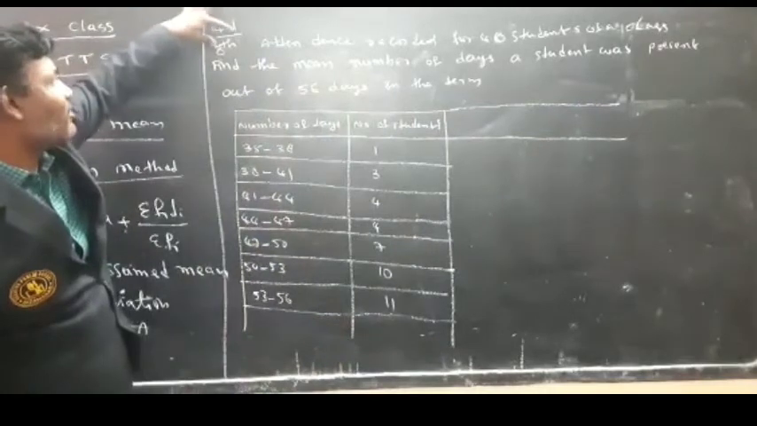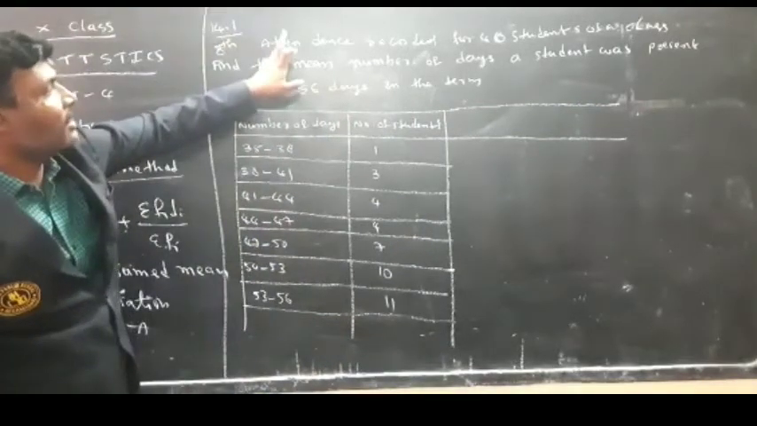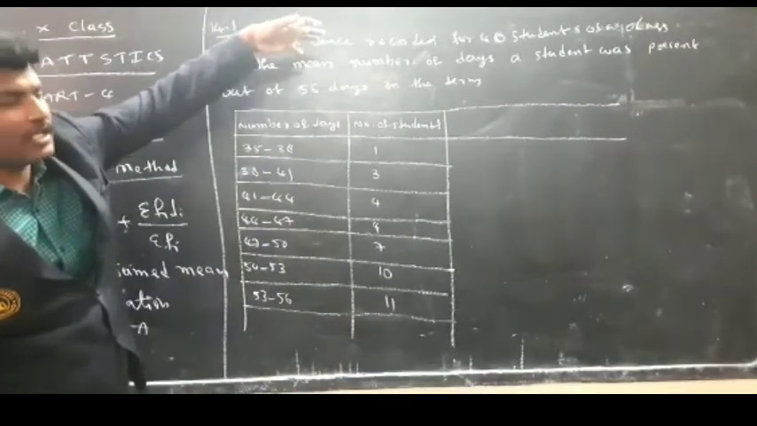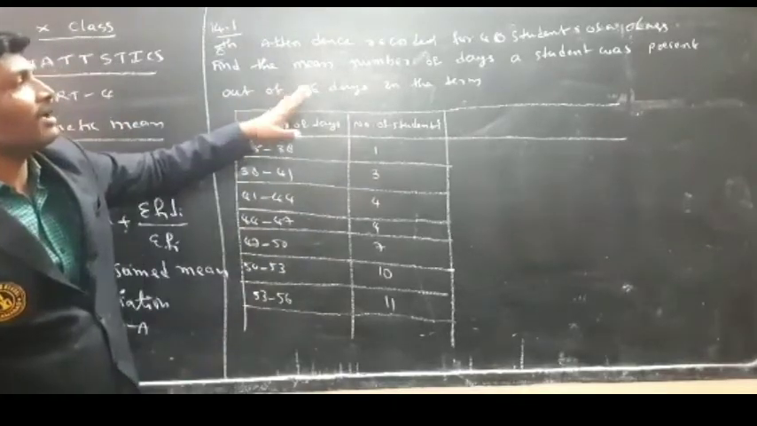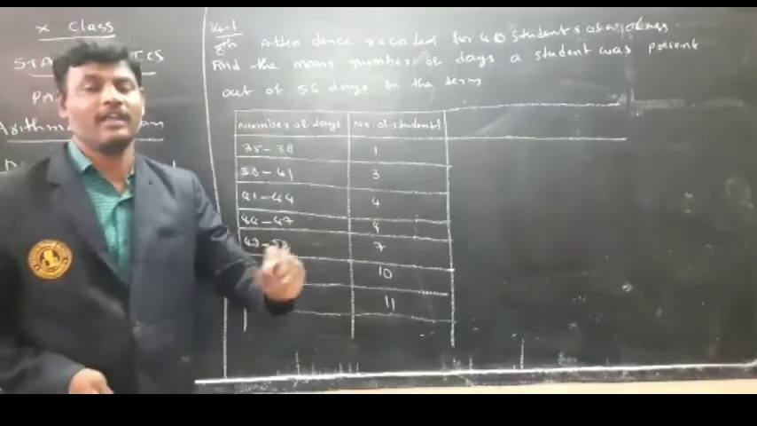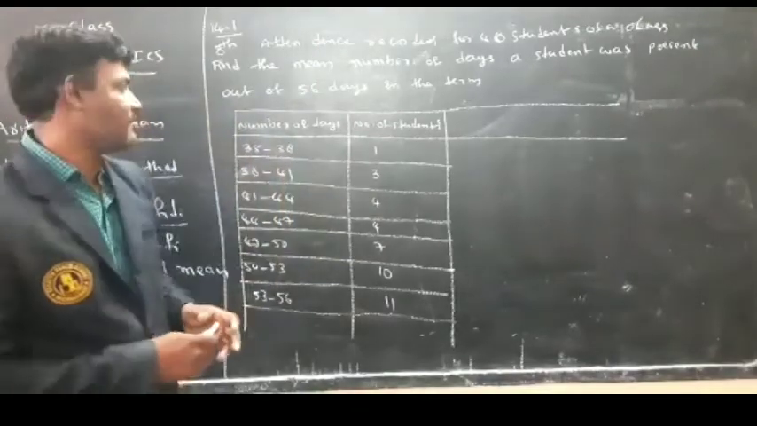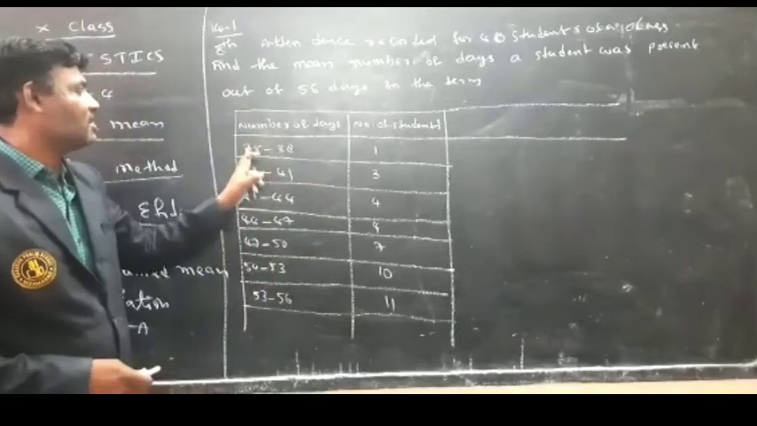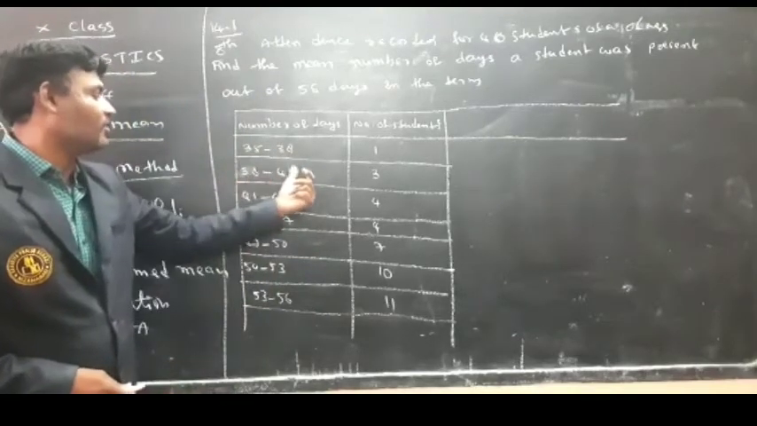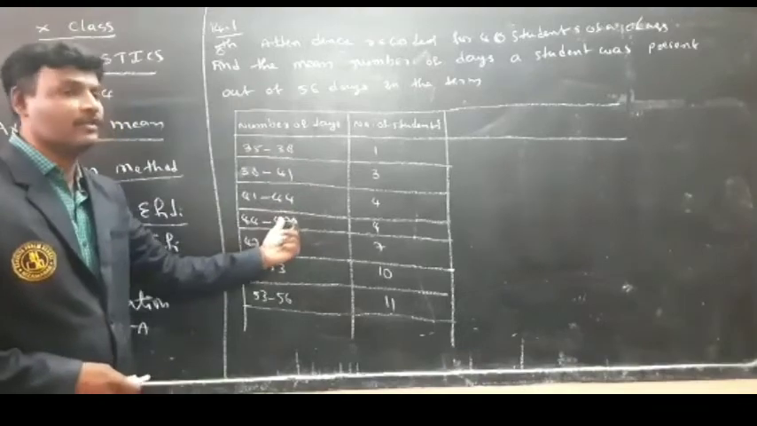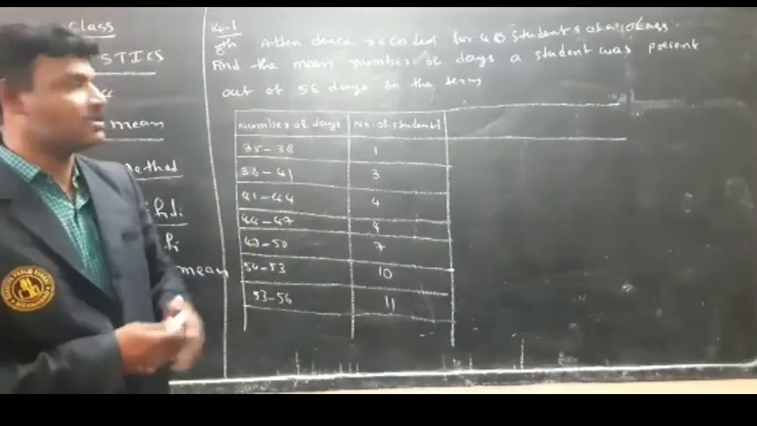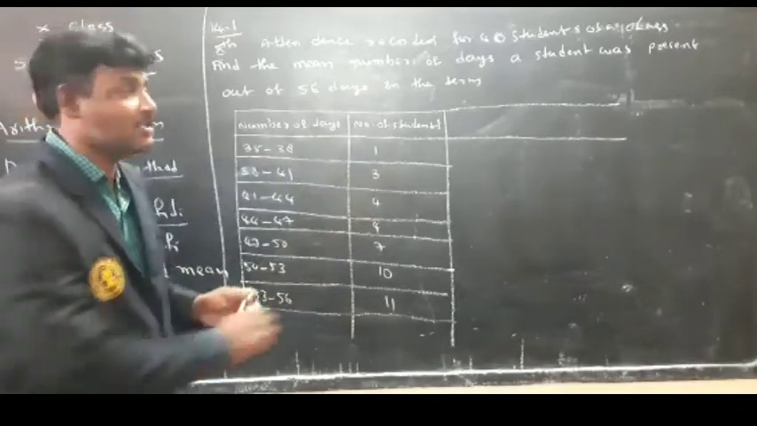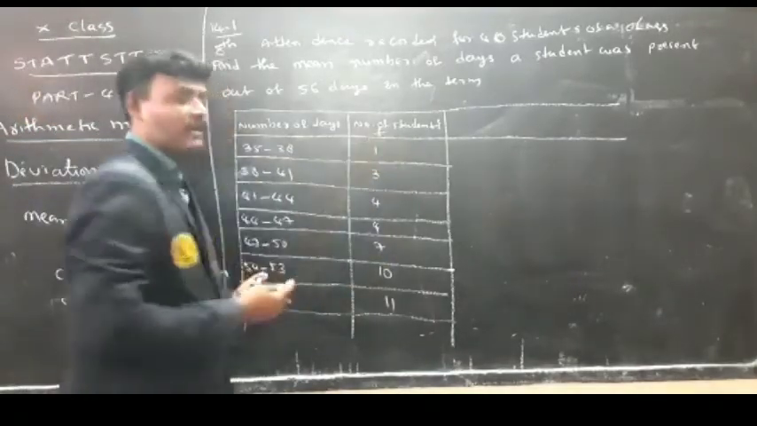So students, here is the question. 14.1, 8th problem. Attendance recorded for 40 students. Find the mean number of days a student was present. You have to find the mean attendance of the students. Here, number of days: 35 to 38, 38 to 41, 41 to 44, 44 to 47, 47 to 50, 50 to 53 and 53 to 56. And these are the number of students. Number of students is nothing but frequency.